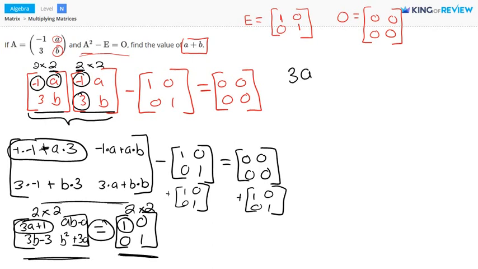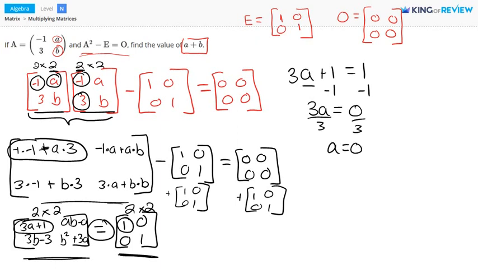We have 3a plus 1 equals 1. Let's solve for a. Subtracting 1 on both sides, we have 3a equals 0. Dividing by 3 on both sides, we get a equals 0.